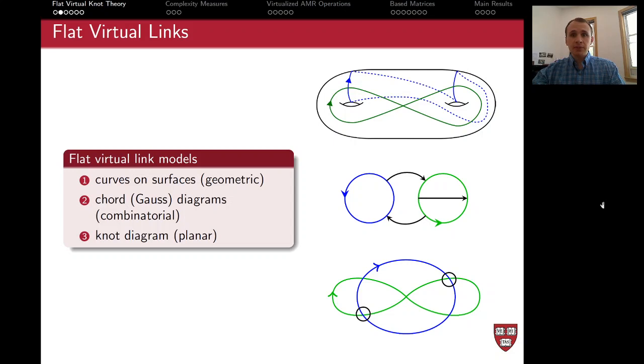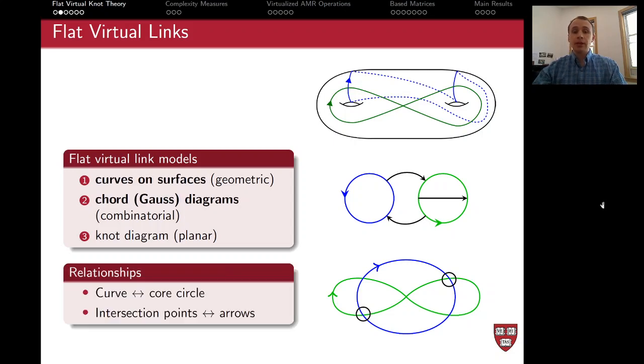But I really just want to focus on the first two models here, where we can see some sort of connection between them by thinking that each curve on the surface is represented by some circle, and then the intersections between the curves, or self-intersections, are represented by an ordered pair of points, better visually represented as an arrow. So we need to talk about how to make this jump between the two, and then we'll be off.